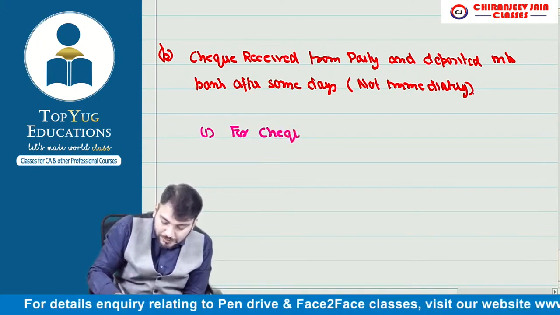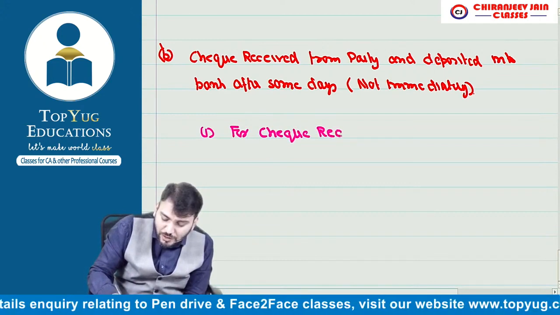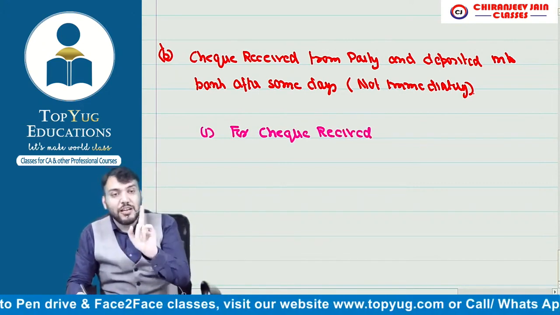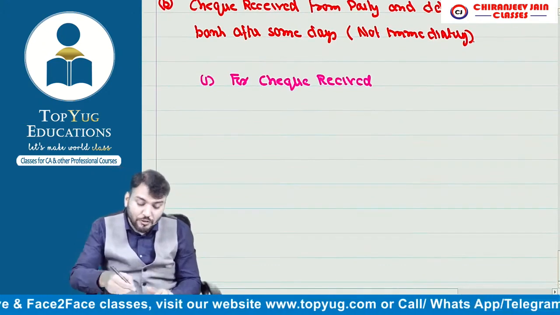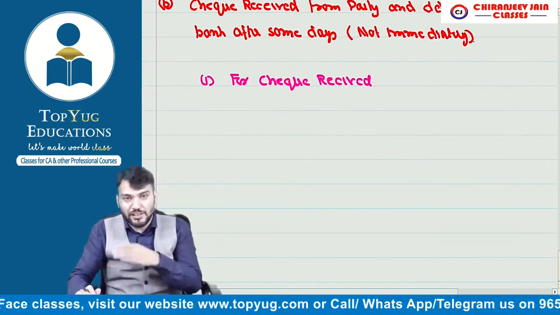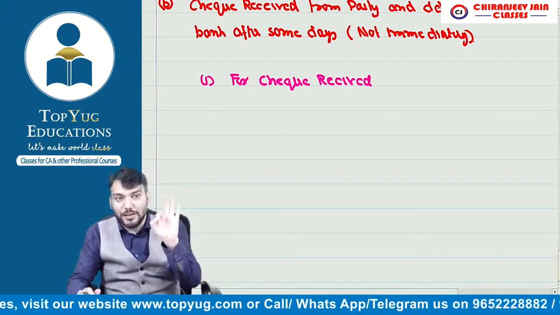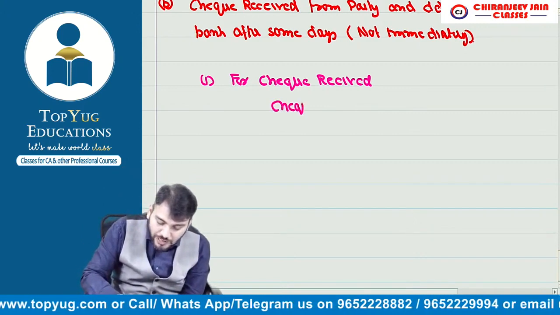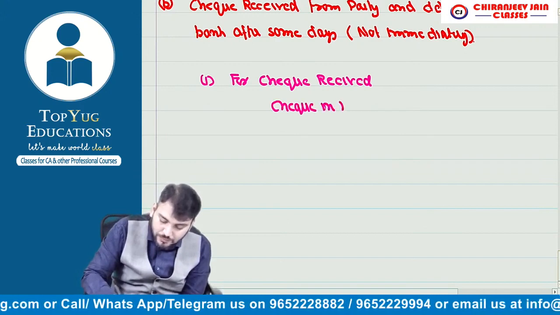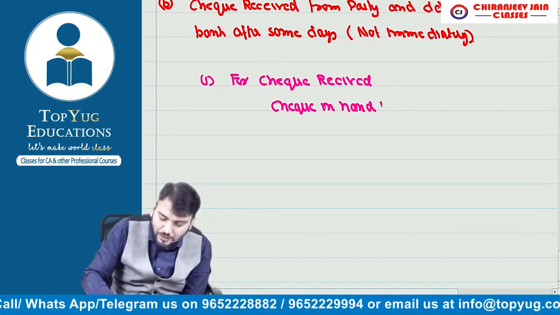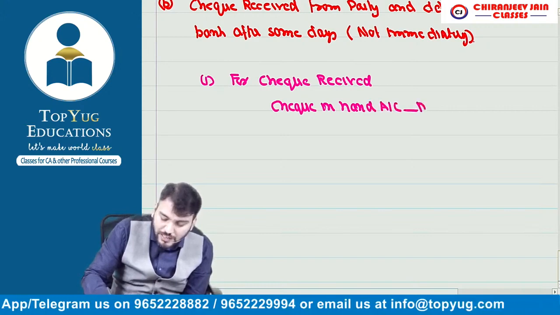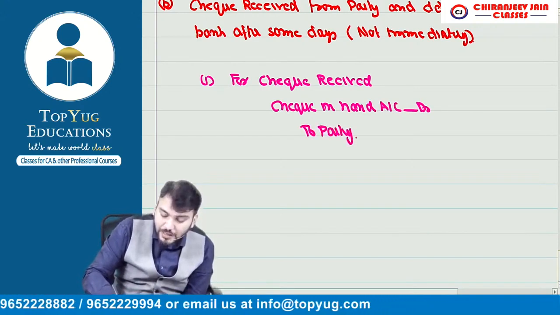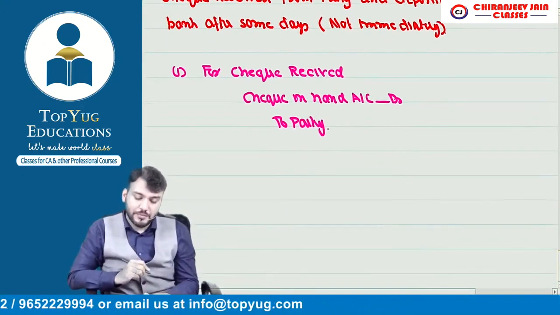For check received, can I say once you have received the check and you have not deposited it in the bank, can you see your bank balance does not increase? So what journal entry will pass? You have received a check, and it is a negotiable instrument, means it is your asset. So we will open one account, check in hand account, or you can simply write check account. Check in hand account to party, because you have received it. Correct.